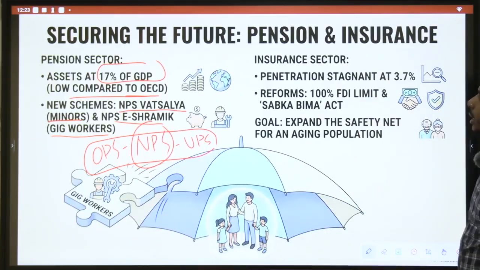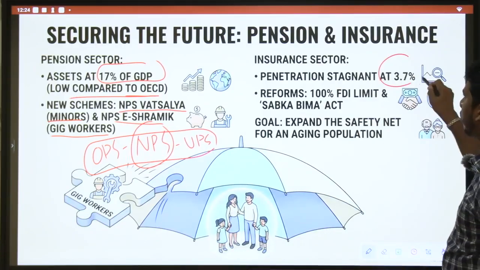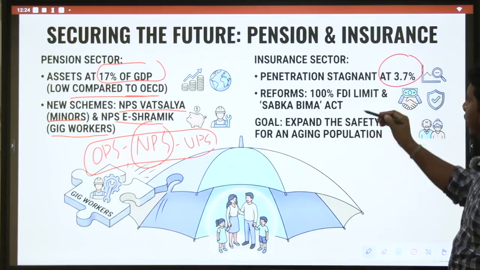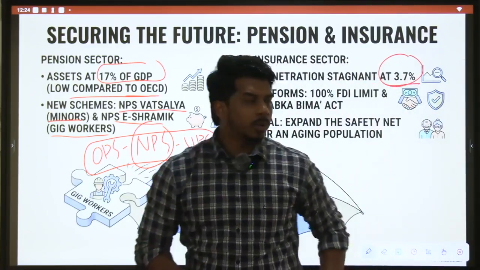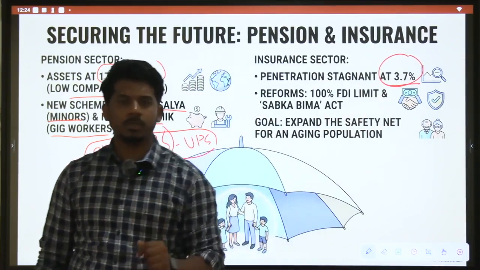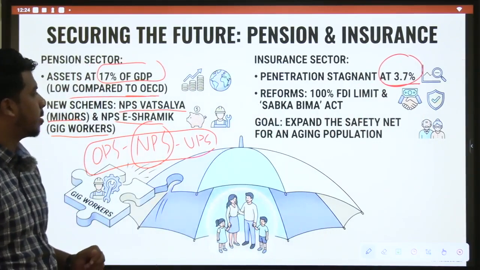Now insurance penetration is very low. Out of the total population, only 3.7% are taking insurance. Out of all the Indians, only 3.7% have insurance. So that is very low. Everyone should have insurance.